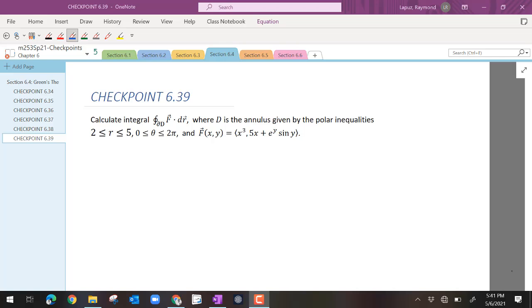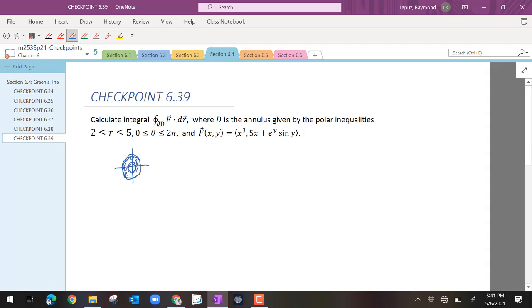Hello, let's do checkpoint 6.39. They want us to calculate the line integral over a closed curve. The symbol partial D here refers to the boundary of D, where D is the annulus given by the polar inequalities. R goes from 2 to 5, and theta goes from 0 to 2 pi.